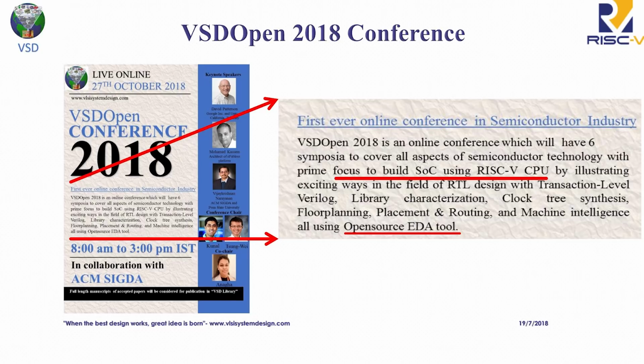The primary focus of this conference is to bring up the work that has been done to build SoCs using a RISC-V CPU core, illustrating the ways in the fields of RTL, CTS, library characterization, physical design, PNR, floor planning, and machine intelligence. But the crux of this conference is that everything has to be done using open source EDA tools, for which we are providing support on this platform.